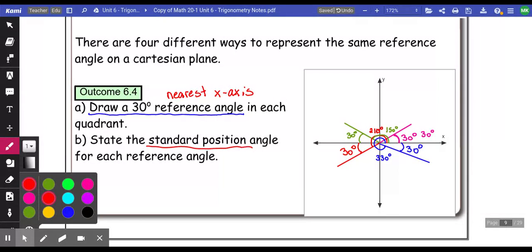Standard position angle tells you more information because it comes from the positive x-axis counterclockwise. And if you're wondering where I was getting those numbers, don't worry too much about that. I'll show you a couple questions. We're going to do some calculations so you can see. As long as we understand reference angle is the nearest x-axis, standard position angle is the positive x-axis.